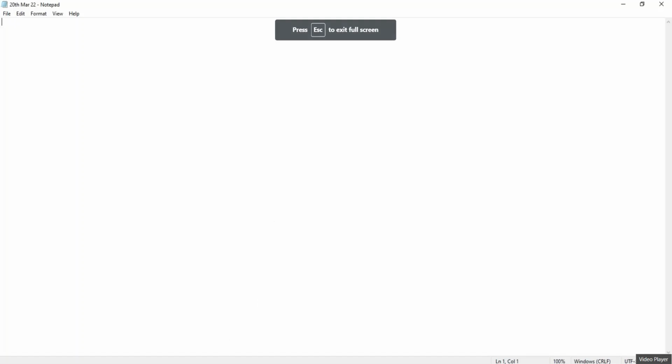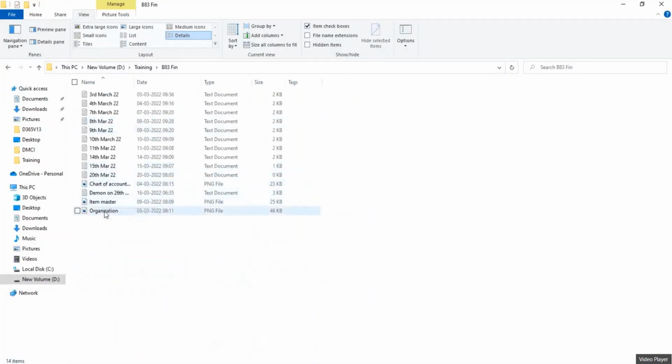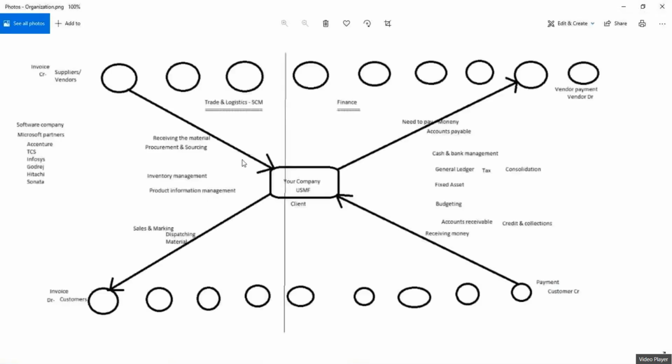If you want to understand Dynamics, I mean to say any ERP, if you want to learn any ERP, the first most important thing is you need to imagine like you are running your business. You are running one company. So even though you are working in a software company, you need to imagine like you are running your business and you are receiving material from the vendor and you are selling material to the customer.